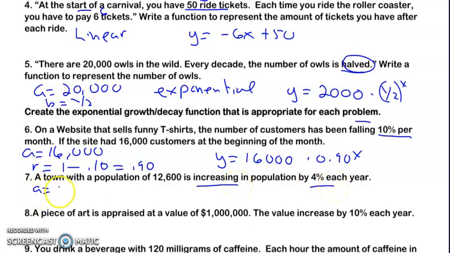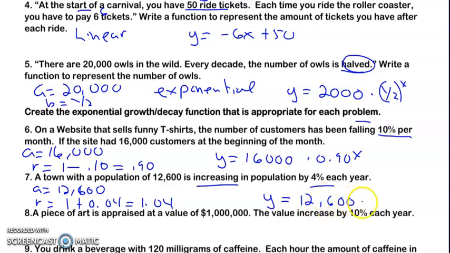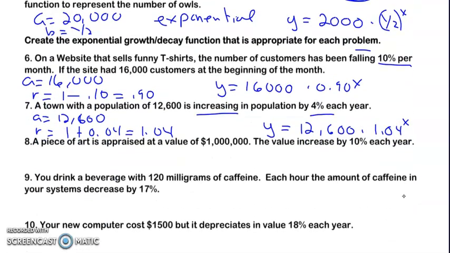A town population is 12,600, and it's increasing by 4% per year. So we know that this is definitely exponential. That's my start. And my rate, it's increasing, so I'm going to do 1 plus 0.04 or 1.04. So I would write y equals 12,600 times 1.04 with an exponent of x.